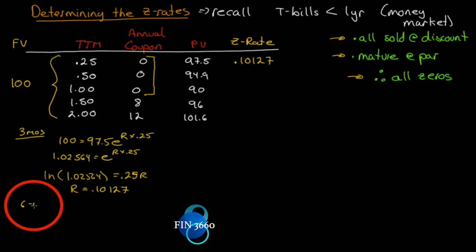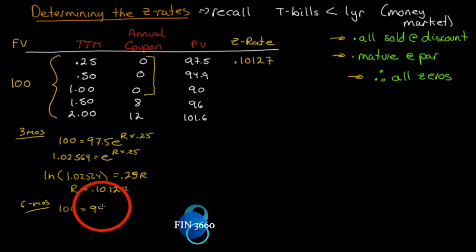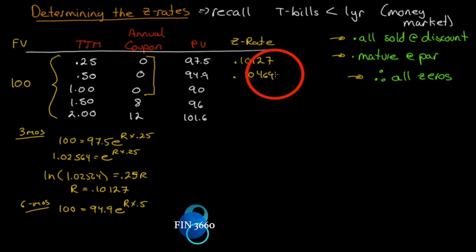Well, we can do the same thing here for the 6 month rate. And what do we get? We have 100 equals, and here we're only paying 94.9, and we're continuously compounding times 0.5 because it's for 6 months. And we can solve this one, and when we do, we get 0.10469. So far, this isn't complicated. You're probably looking at this saying, yeah, but I can do that. These are zero rates. Of course, they're zero rates.